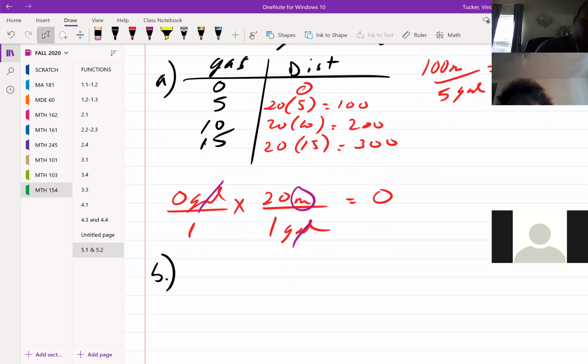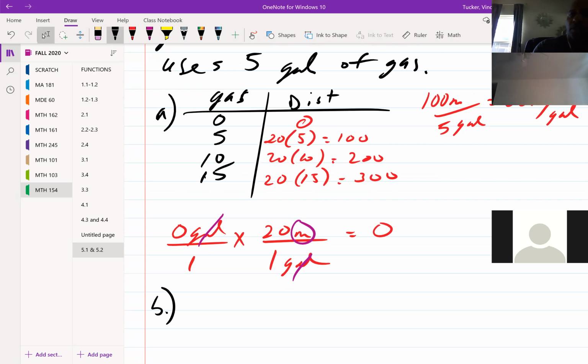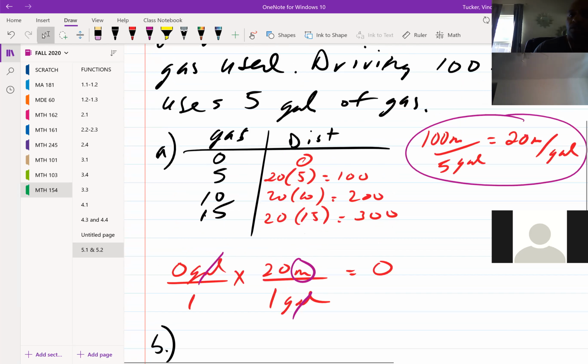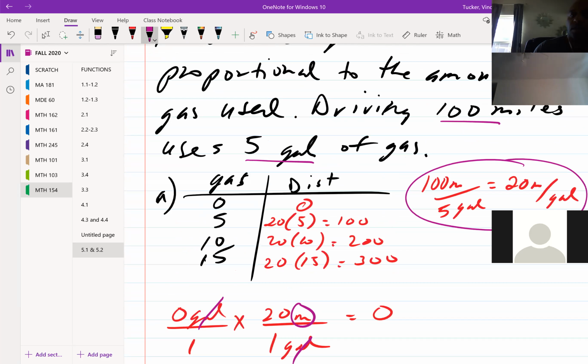Wait, where does my 20 miles come from? What do you mean, where did it come from? Right here. It was 100 miles per 5 gallons of gas. So I did 100 divided by 5. You got 20, and then you took 20 and multiplied it every single time. Okay. Yep.